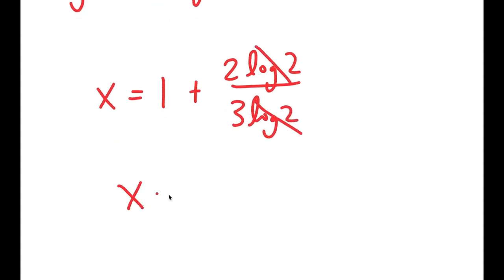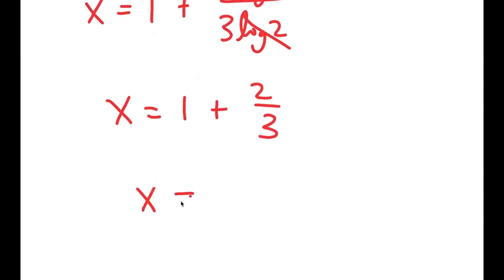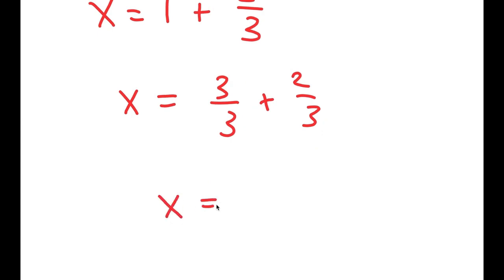So now these two cancel out, and I get x is equal to 1 plus 2 over 3, which is equal to, 1 is the same thing as 3 over 3, so 3 over 3 plus 2 over 3, which is 5 over 3. So x is 5 over 3.